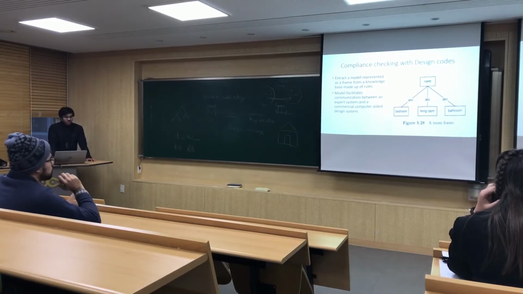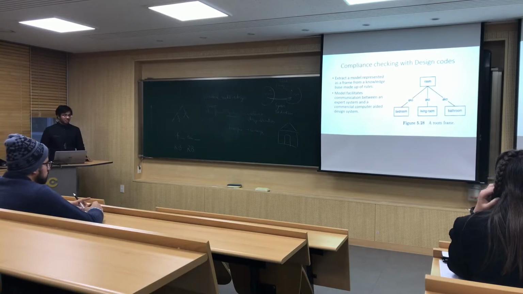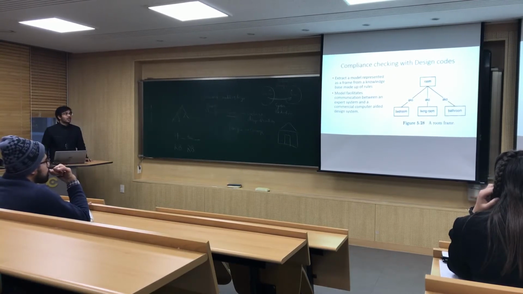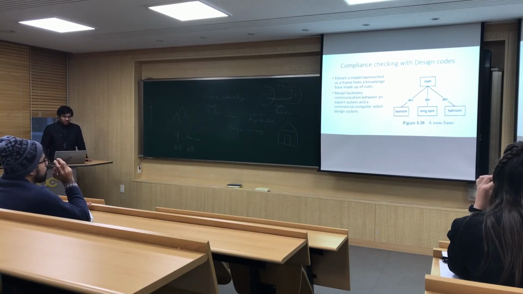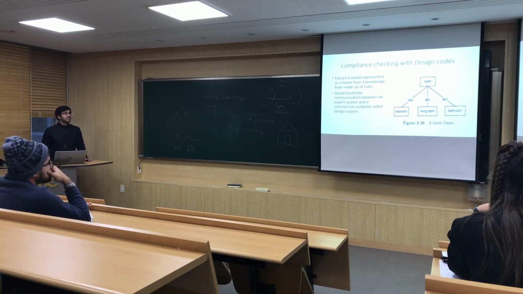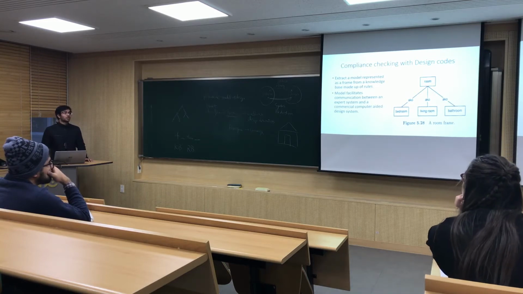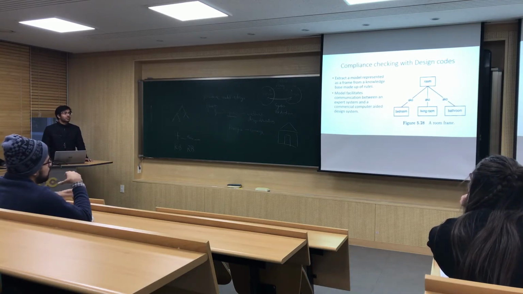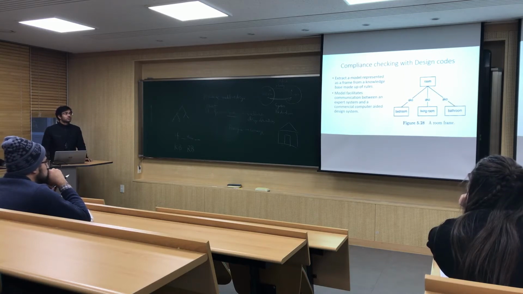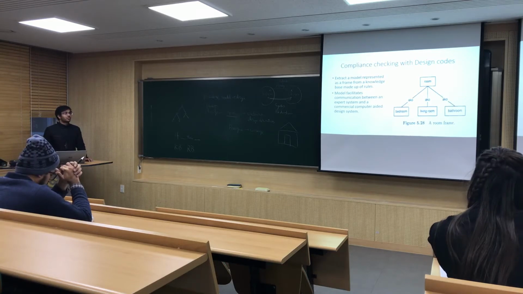Okay. Compliance checking with design codes is basically extracting a model, represented as a frame, from a knowledge base made up of rules, in the sense that we have a knowledge base consisting of a set of rules, and we are extracting a model based on that set of rules. For example, there is a room. The room can be a bedroom or a living room or a bathroom. We haven't specified, but the rules say that it can be a bedroom or a living room or a bathroom. So the model has 3 branches or more, if we put in more rules.